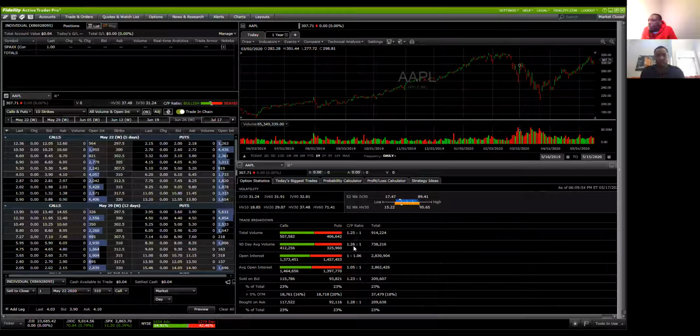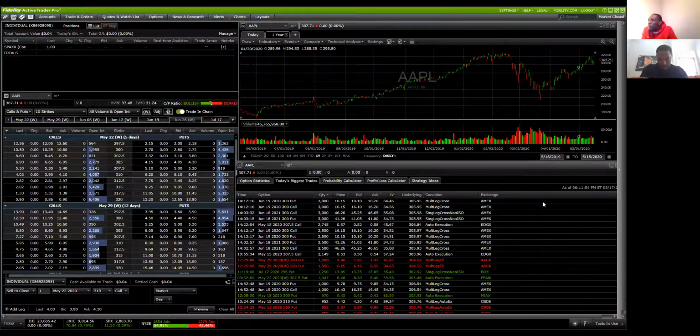Then there's also your open interest, which we kind of covered earlier. And then if you go to today's biggest trades, it's going to tell you what the major players have done. So the people who are buying significant positions, what decisions are they making? And the reason why this is important is because they have enough money to move the market.